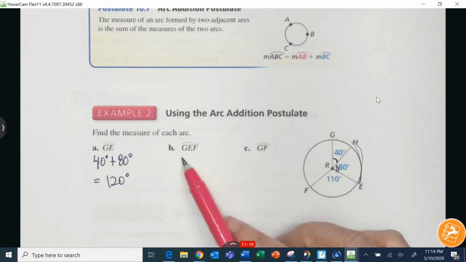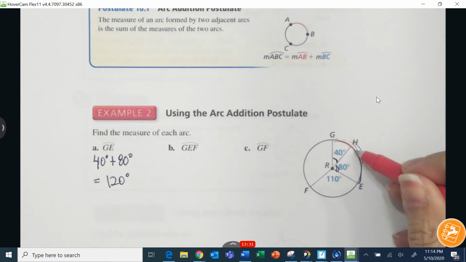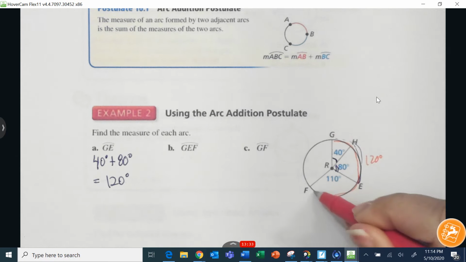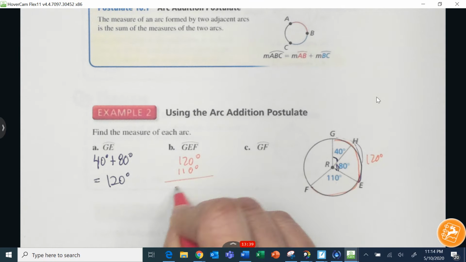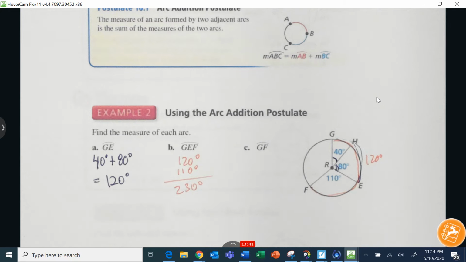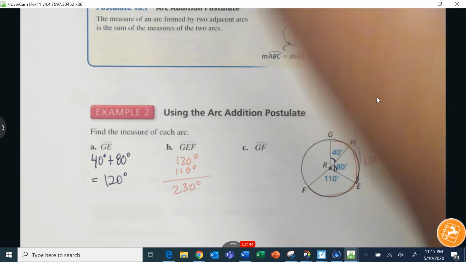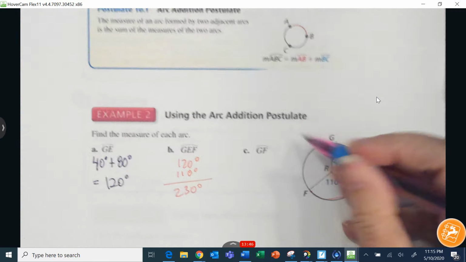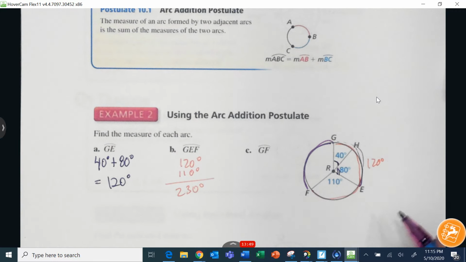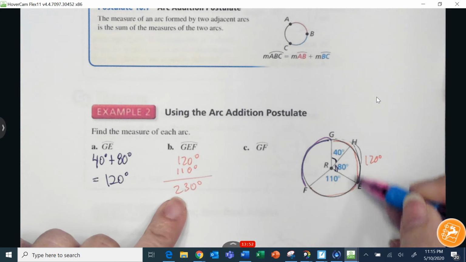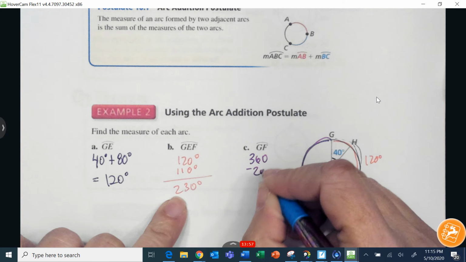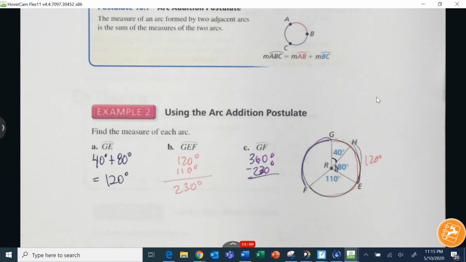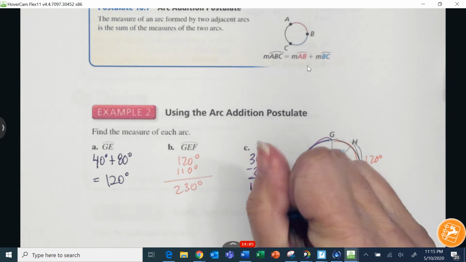From G to E to F, from G to E, which is 120 degrees, to F, which is 110. So we've got 120 and 110, which is 230 degrees. And then GF, right here, that's like the whole circle, and take away the part that I just wrote down, take away that 230. So 360 minus 230 is 130 degrees.